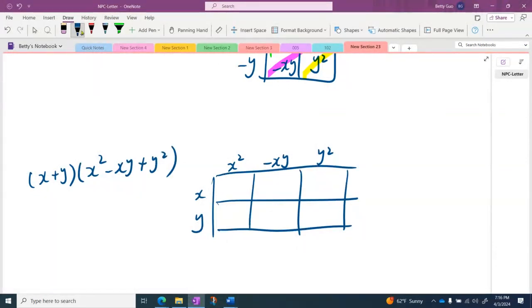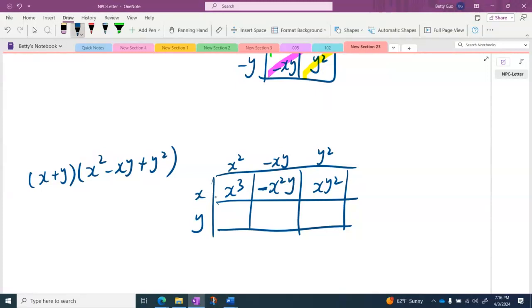Row 1, column 1, x times x squared, x cubed. Row 1, column 2, x times negative xy. Positive times negative, negative. And you have 2 x's together, so x squared, and 1 y. And in this cell, row 1, column 3, you have x times y squared.